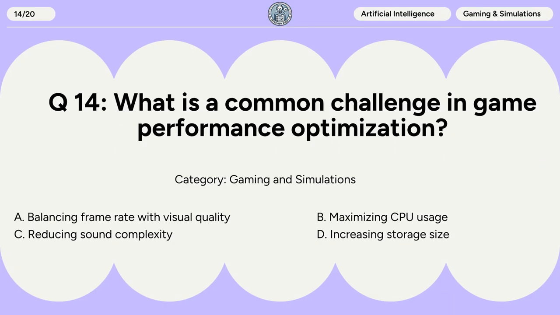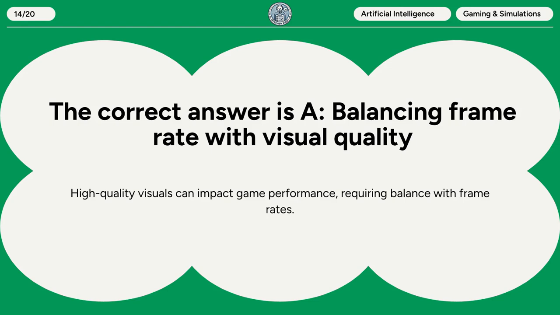Question 14. What is a common challenge in game performance optimization? A. Balancing frame rate with visual quality. B. Maximizing CPU usage. C. Reducing sound complexity. D. Increasing storage size. The correct answer is A. Balancing frame rate with visual quality. High-quality visuals can impact game performance, requiring balance with frame rates.